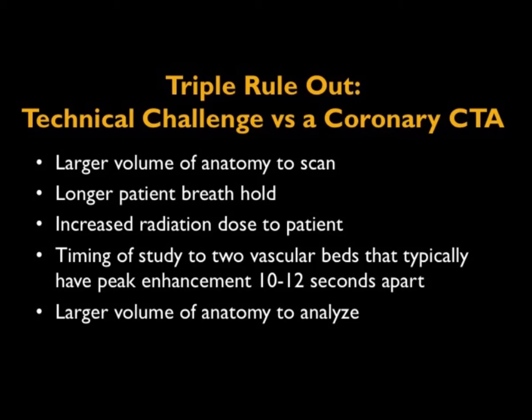And the challenge, of course, is we need two good vascular beds, the pulmonary arteries as well as the aorta and coronaries, to be opacified. And typically, they optimize their opacification about 10 to 12 seconds apart, with the pulmonary arteries, of course, being earlier. And then also from a radiologist's perspective, there's a lot of images to interpret.